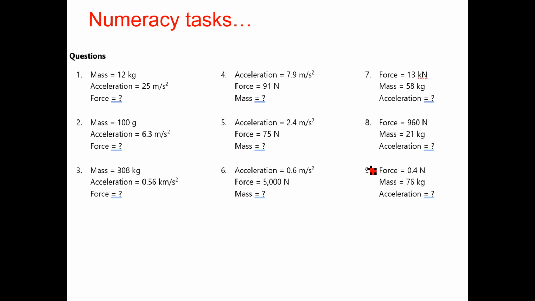Finally, number 9. Again, we start with our equation, F equals ma. We're going to check our units. That's fine. This one, 76 kilograms. That's not right. Well, it's not the right units. So, actually, I beg your pardon, it is the right units. Sorry. 0.4 newtons and 76 kilograms. They're both correct. Sorry. The acceleration is the force divided by the mass. Therefore, just plug these numbers in. The units are correct. 0.4 divided by 76.